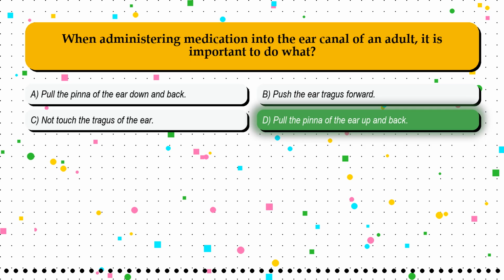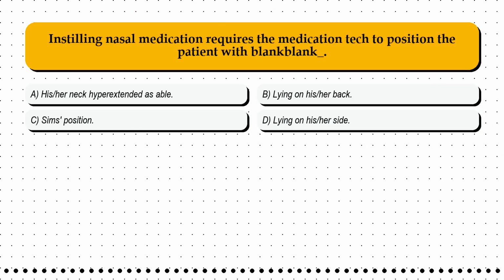The correct answer is option D, pull the pinna of the ear up and back. Question 97. Instilling nasal medication requires the medication tech to position the patient with blank.